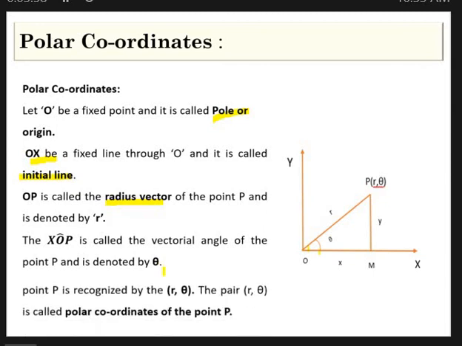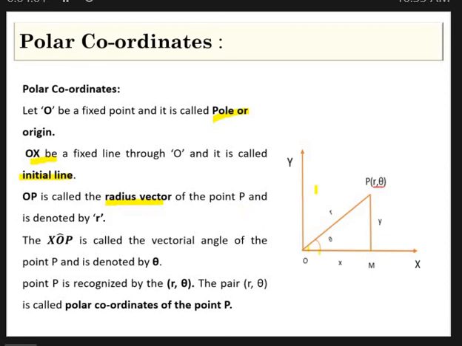And the point P is recognized by the coordinates r and theta. So these coordinates are called polar coordinates. So P is denoted by r and theta. Those r and theta are called the polar coordinates. From the figure, O is a fixed point that is called the pole or origin and OX is the initial line. Then OP is the radius vector of the point P, which is denoted by r.